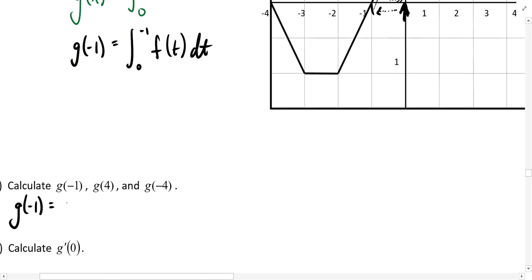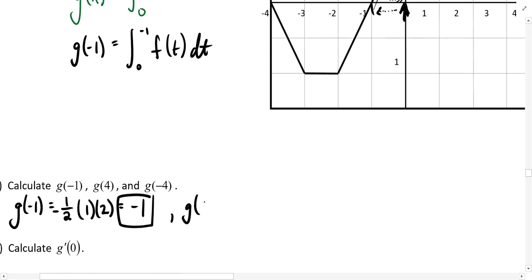But since this is a triangle, we'll go ahead and calculate the area as 1/2 times base times height. And we just have to remind ourselves that since we are traveling from right to left, this answer should be negative. And so I would say that g at -1 is -1/2 times 1 times 2, or simply -1.